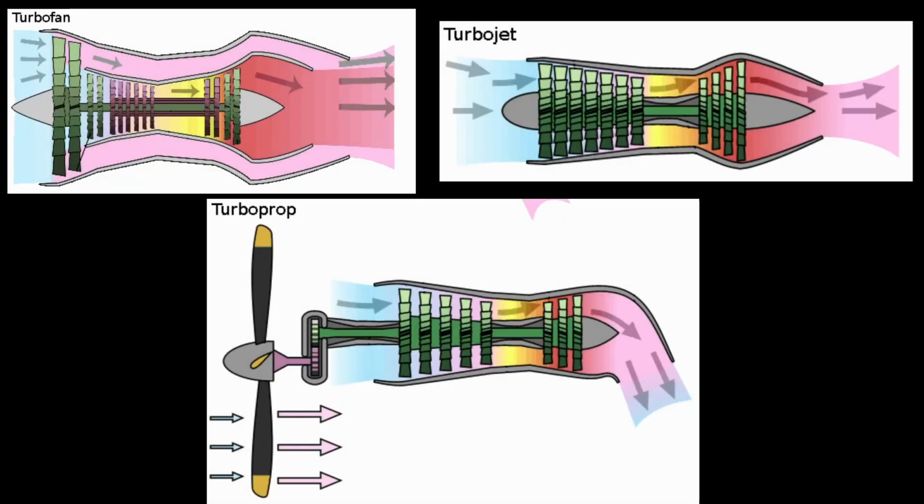I know that in DCS we also have warbirds available that have radial or reciprocating engines, but those will be covered in a different video series for transition to warbirds.